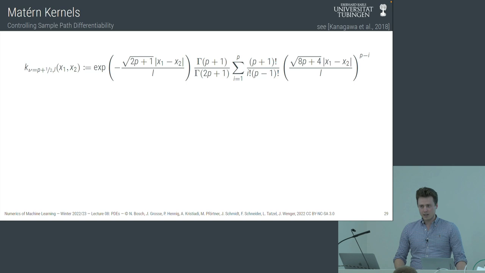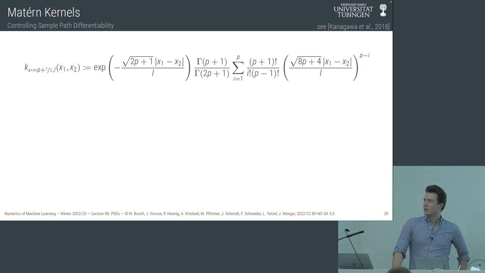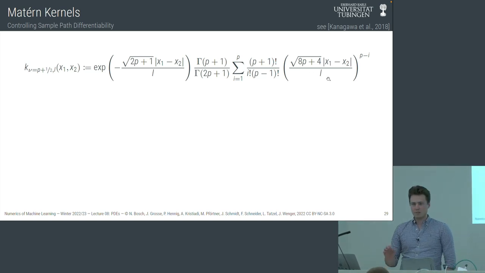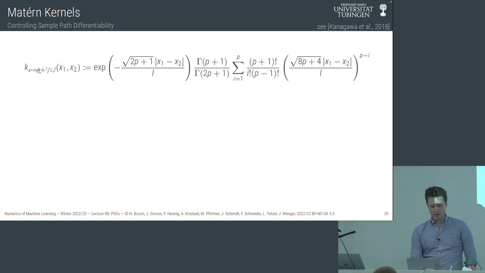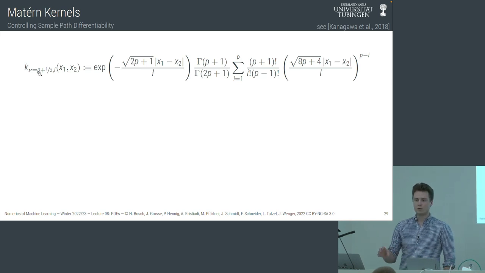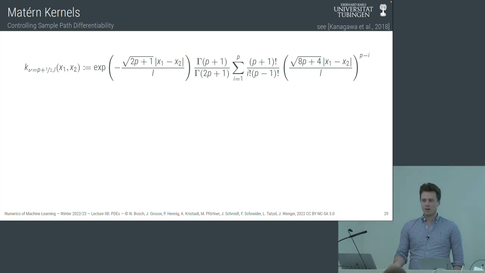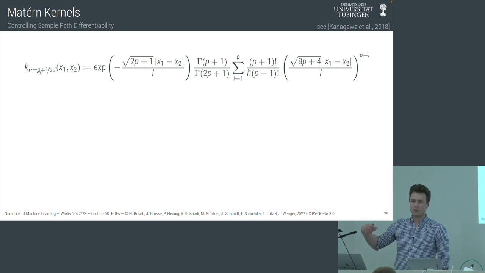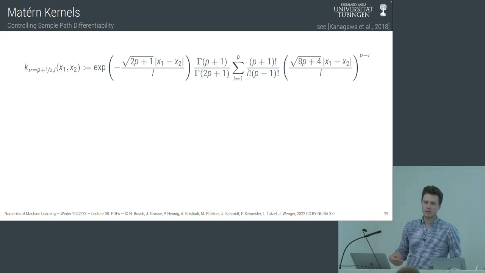Let's look at a concrete example, which is also very useful in practice. This is actually why I'm ending on the Matern kernel. Scary expression. You can simplify this quite a bit for specific parameters p here, which is actually an integer. And it turns out that this parameter p controls the differentiability of the GP. The higher the p is, the more derivatives you can take of that GP, essentially.